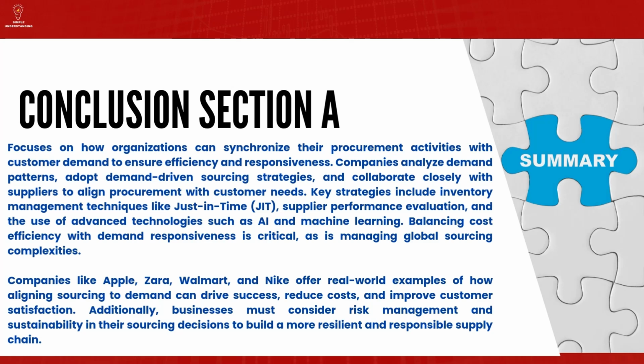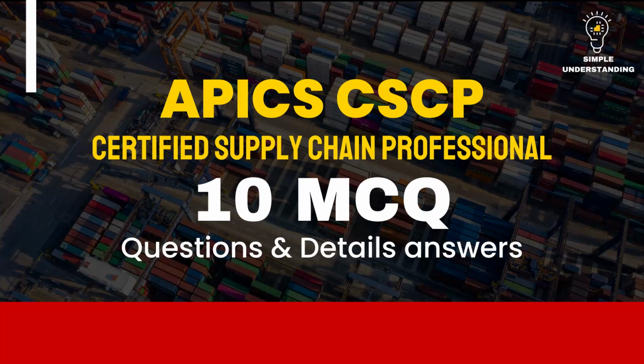Companies like Apple, Zara, Walmart, and Nike offer real-world examples of how aligning sourcing to demand can drive success, reduce costs, and improve customer satisfaction. Additionally, businesses must consider risk management and sustainability in their sourcing decisions to build a more resilient and responsible supply chain. Let's take a small practice test for Section A.